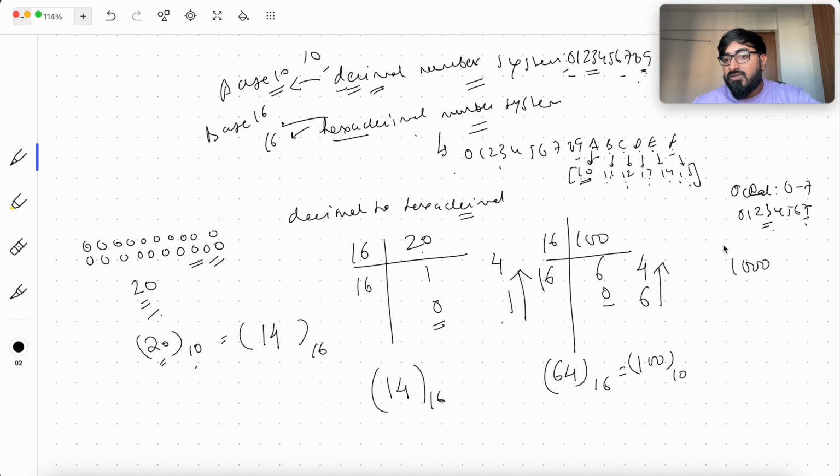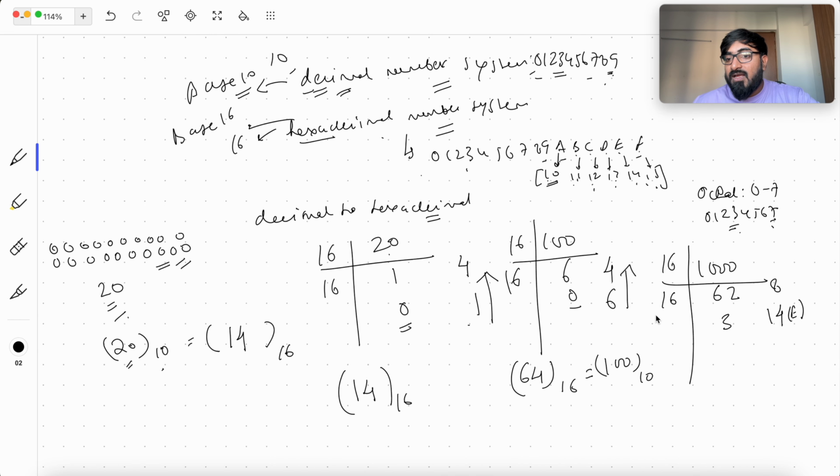We do it again for 1000. Divide by 16. 16 62s are 992, remainder is 8. 16 3s are 48, remainder is 14, which is basically E. Then again 16 0s are 0, remainder is 3. Because 14 is E. There is a separate symbol to represent the quantity 14, just as we have symbols for 10, 11, 12, 13 and 15 in the hexadecimal number system. We append 3, then the symbol E, and then 8, which in base 16 is equal to 1000.